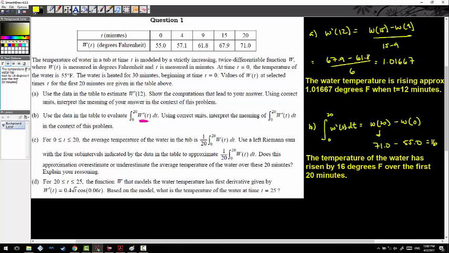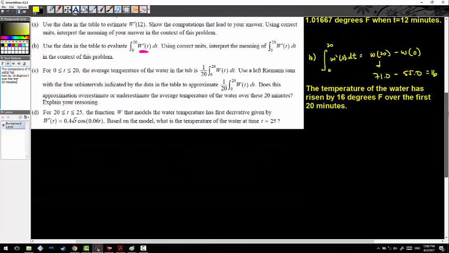Okay? So, part C. Now they're asking us to do some more integration work. It says the average temperature of the water in the tub is modeled by this integral here. Use a left Riemann sum with 4 subintervals in the data to approximate the value. Does this approximation over or underestimate the average temperature of the water in those 20 minutes? Explain your reasoning. Okay. So let's go ahead and graph this thing, and we'll see what happens.